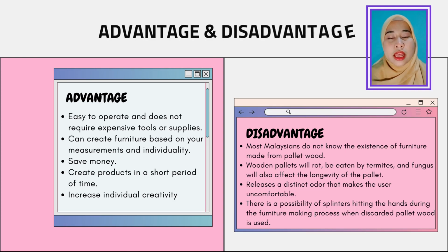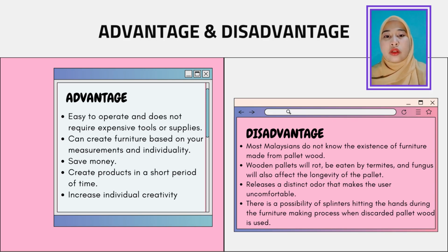Okay, next we have the advantages and disadvantages of this process. First, the advantage is that it is easy to operate and does not require expensive tools or supplies. You can create furniture based on your measurements and individually, save money, create a product in a short period of time, and increase individual creativity.